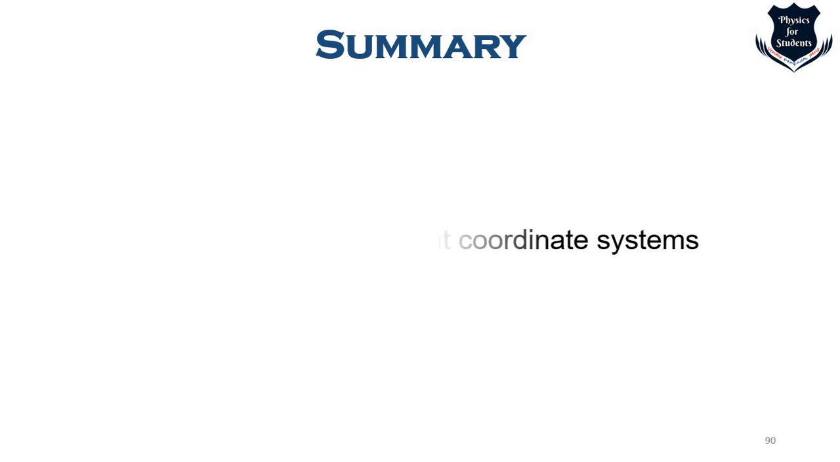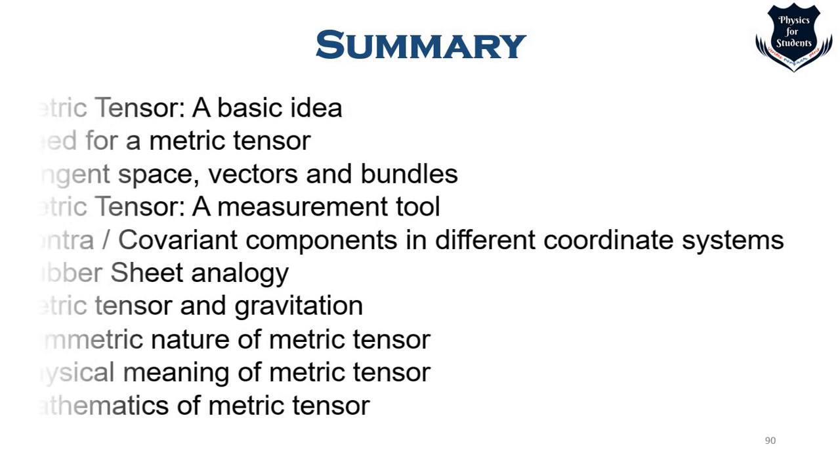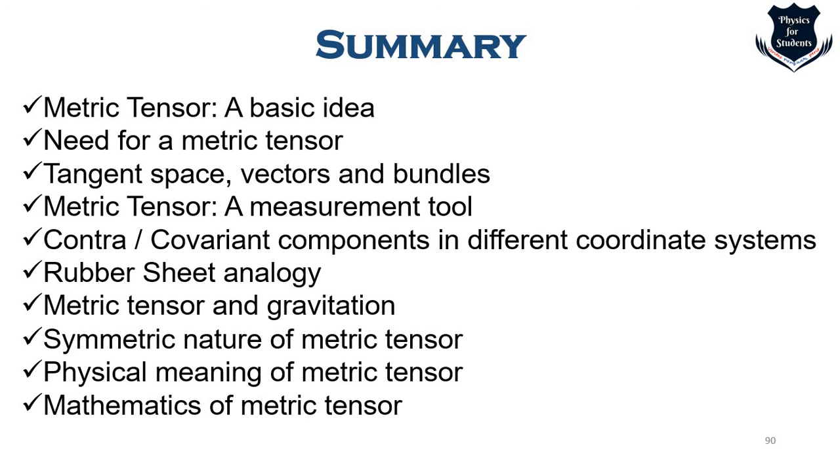It's a summary that we need to make up, and we really learned a lot of things. What is the basic idea? What is the need, which is coming from the history, tensor being developed independently, Einstein's friends helping him. What is the tangent space, vectors and bundles? What is a metric tensor, and what is actually, it is a measurement tool, contra and covariant, very important, and how it changes we have proved. The rubber sheet analogy, metric tensor, how it is related to gravitation, and we learned that under special conditions it can be changed, and the physical meaning of the matrix and mathematics, how it behaves.